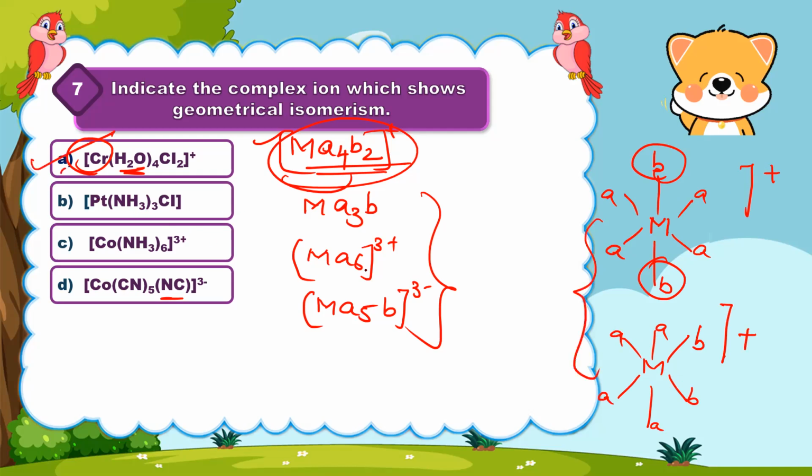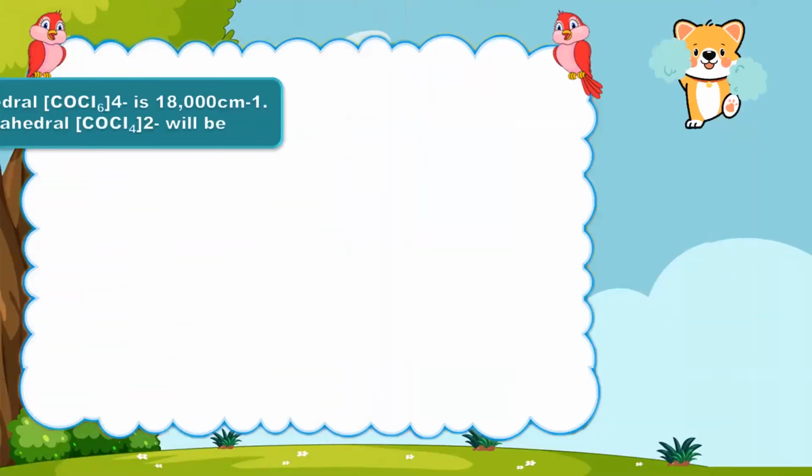If you draw the others, here all are the same. Here you can't make any cis or trans, because almost all 5 are the same. Any 2 ligands should be different, then only they can show cis-trans isomerism.